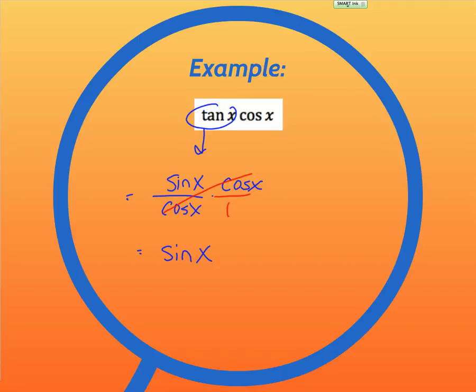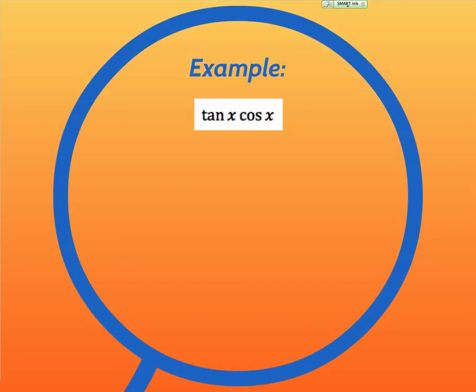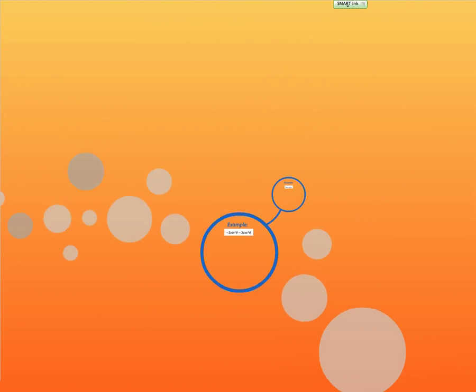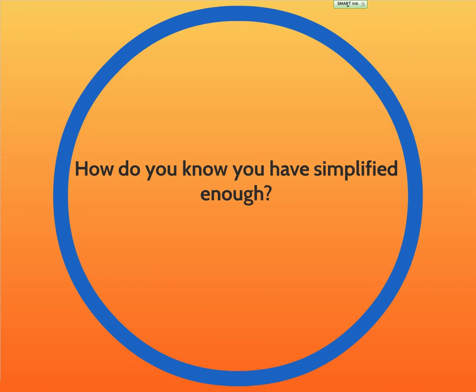Any concerns? All right. So the question of how do you know that you've simplified enough is a really good question. It's kind of difficult to answer, but it's good to think about. How do you know you're done? How do you know? Maybe it's one term. I don't know if that's always true, but you try to get it down to one term. That makes sense.